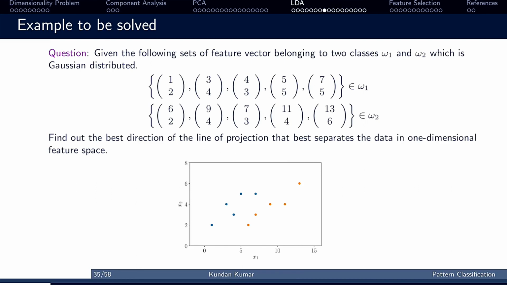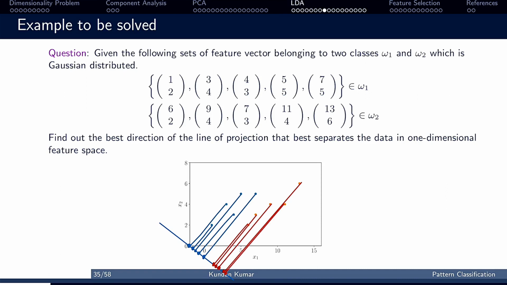So, in this lecture, we will be solving a problem on linear discriminant analysis. Here we have given two sets of feature vectors belonging to two different classes, omega 1 and omega 2. Here we need to find the best direction of the line of projection that best separates the data in one dimensional feature space. So, here we are talking about the best data separability. So, we need to consider the class labels and solve the problem using linear discriminant analysis.